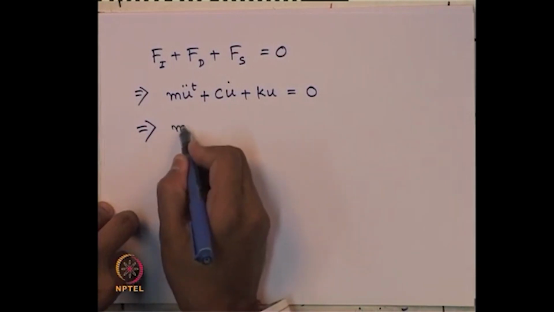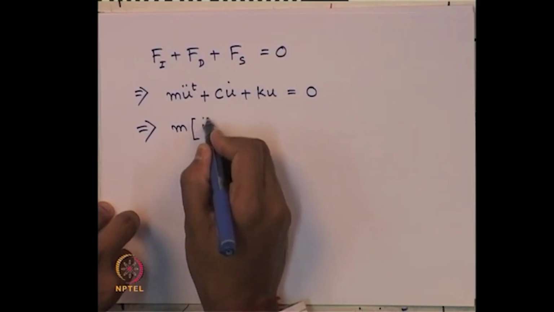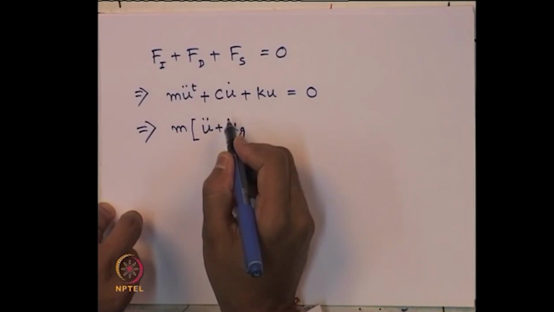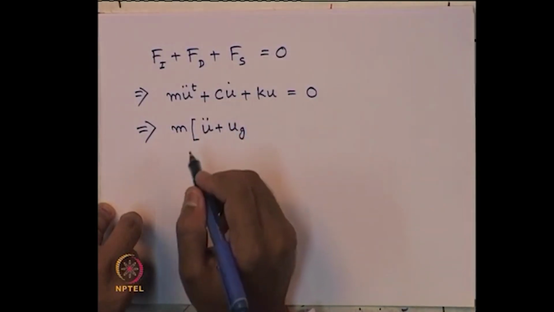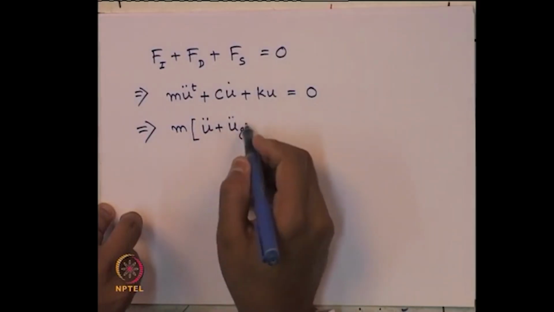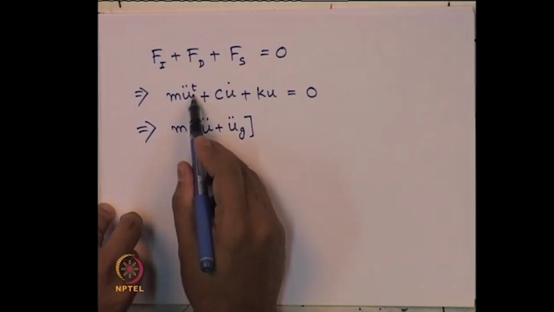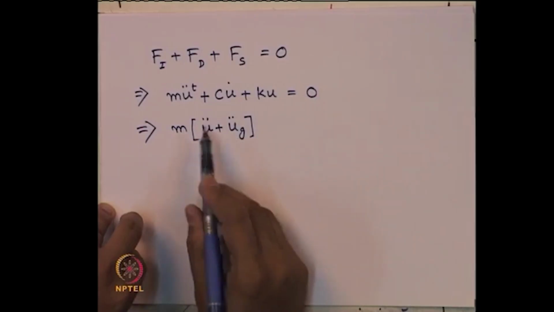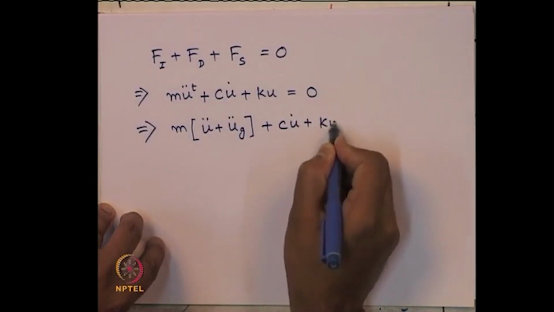Now, what is u t double dot? That is nothing but u double dot plus u ground double dot. Am I right? Because total displacement is nothing but the relative displacement plus the ground displacement. So, if we differentiate that, it can be written like this: c u dot plus k u equals 0.